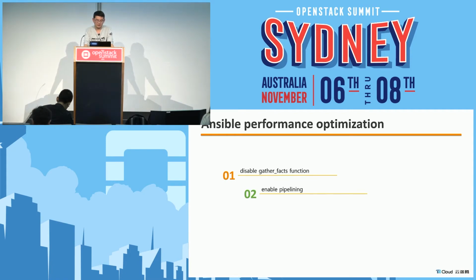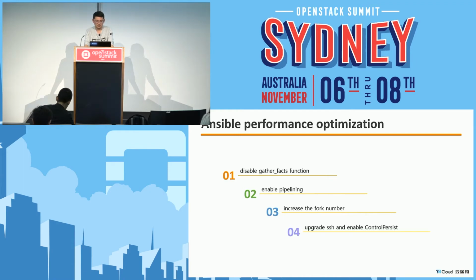Be careful to use this because it may be incompatible with sudo command. The third one is to increase the number of forks. The default value is 5, and that is definitely insufficient. So please don't hesitate to modify it.